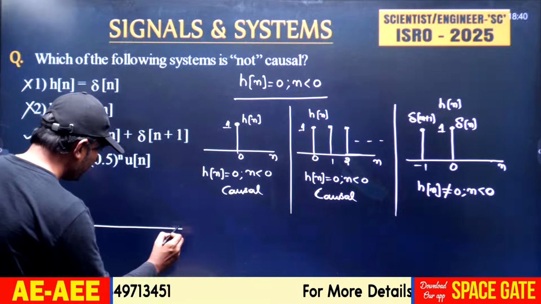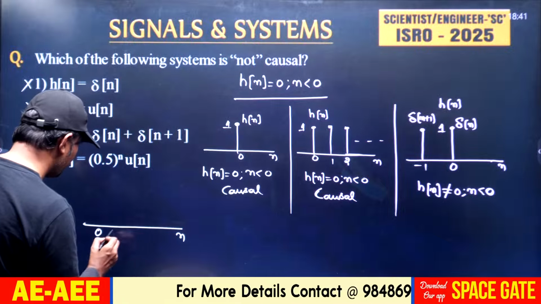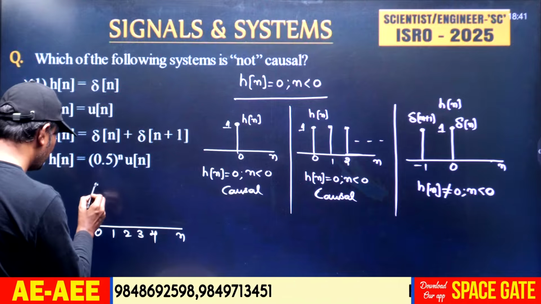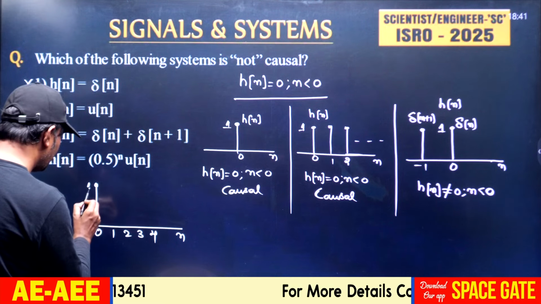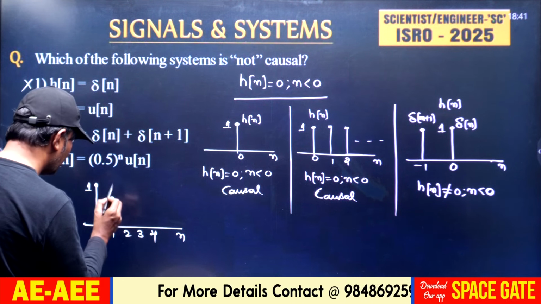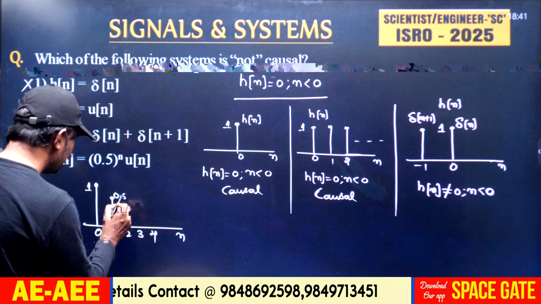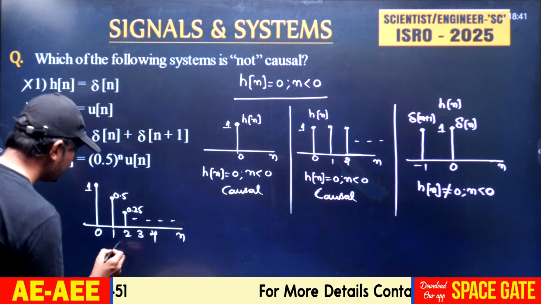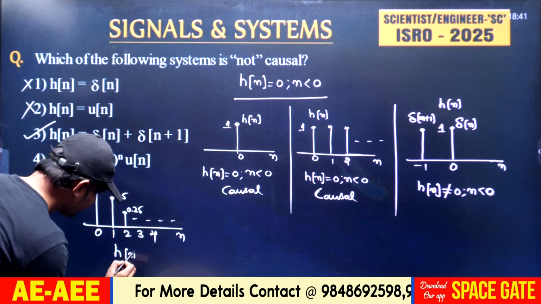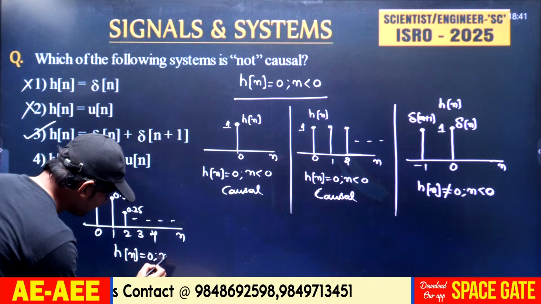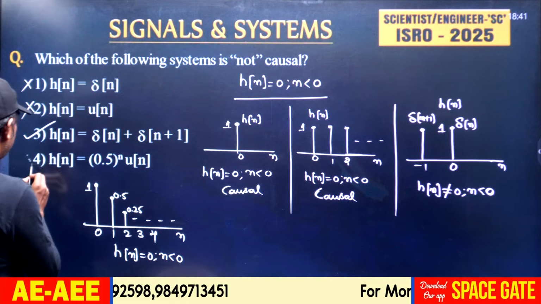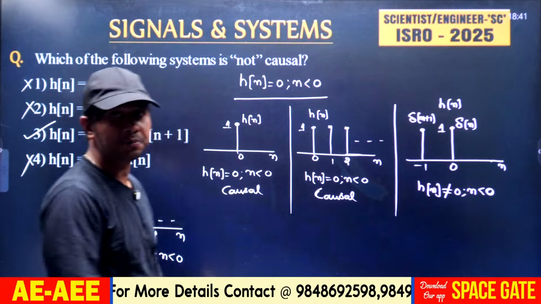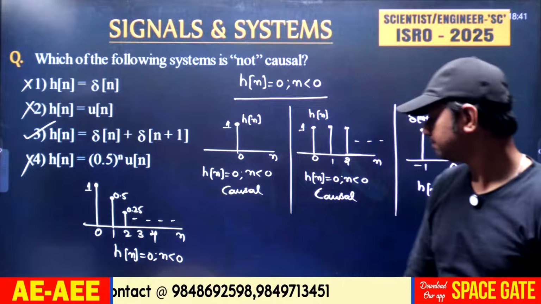What could be the shape? U of n means the signal starts from 0. Now give different values of n. If I substitute n equal to 0, 0.5 to the power 0 is 1. If n is equal to 1, 0.5; n is equal to 2, 0.25, like this. Here also h of n is 0 for n less than 0. So this is not causal. So option 3 becomes the answer. Among the given options, option 3 becomes the answer.